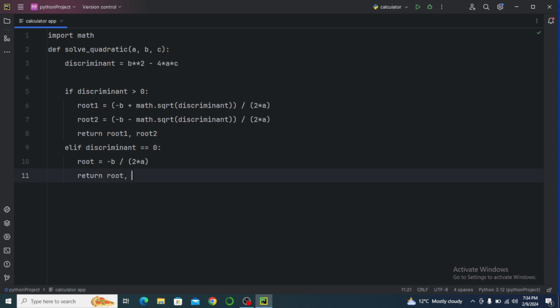Root. So we're now going to use an else statement. I'll say else. I'm going to say the real part is equal to minus b divided by 2 multiplied by a.